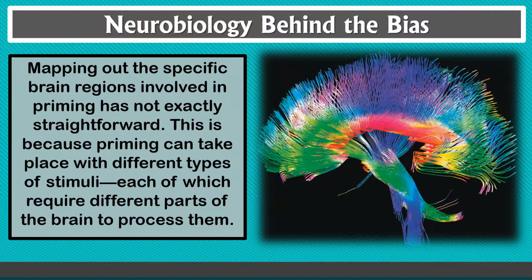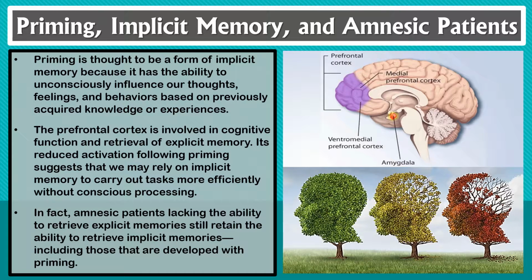Despite this long history of research into the subject, mapping out the brain regions involved in priming has not been straightforward because it can take place with many different kinds of stimuli, which require different parts of the brain to process them. Priming is thought to be a form of implicit memory because it has the ability to influence our thoughts, feelings, and behaviors based on our previously acquired knowledge and experiences without us being consciously aware of it.